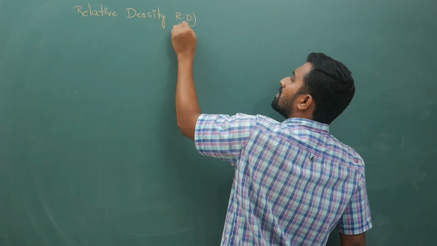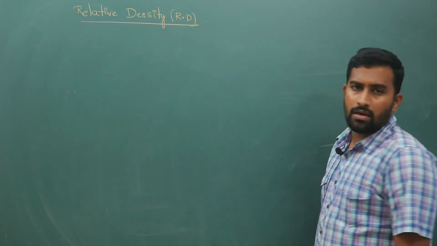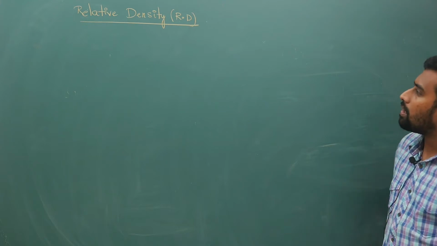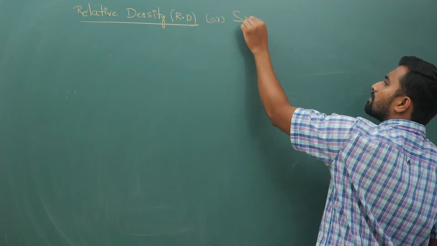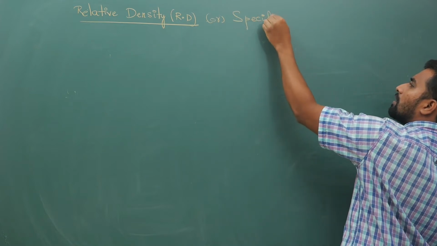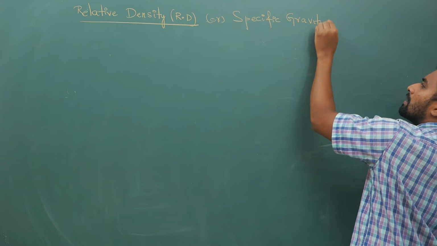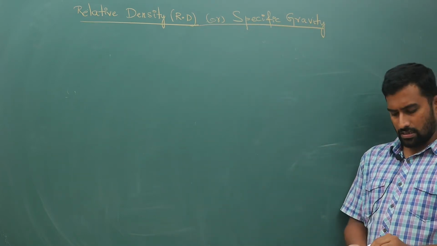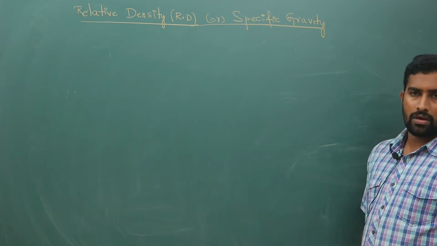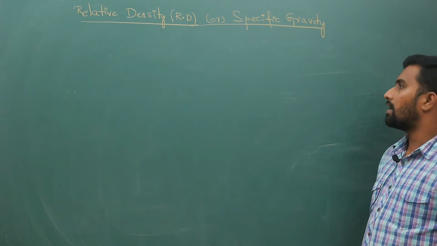Relative density is represented by RD. It is also called specific gravity. Now what is this relative density or specific gravity? I will explain now.